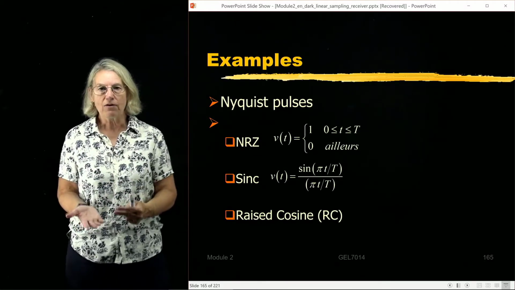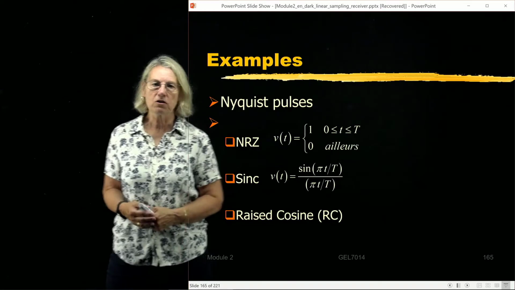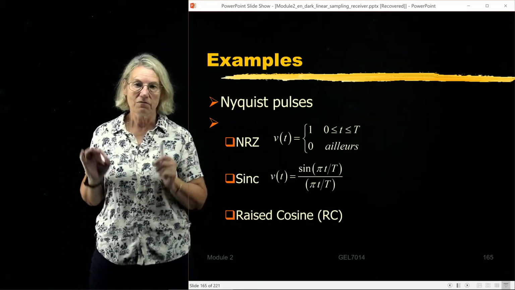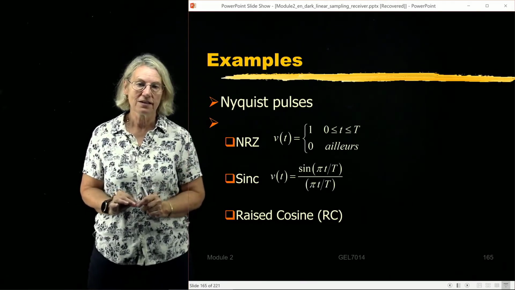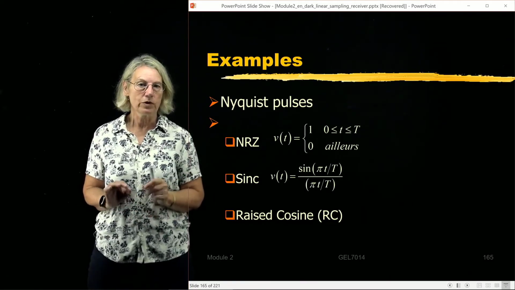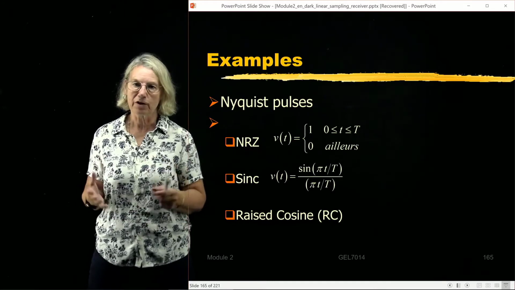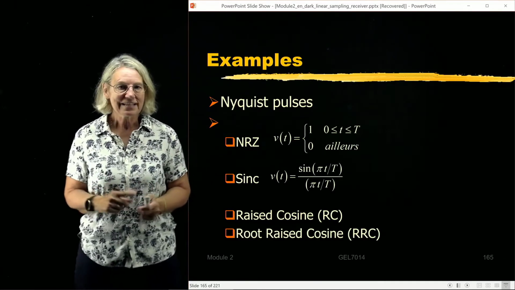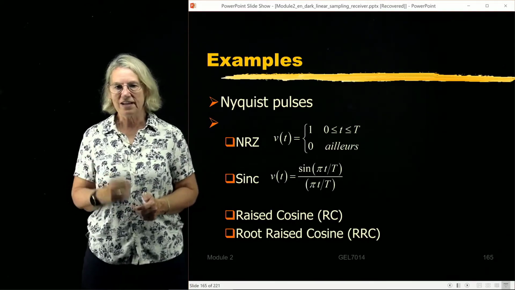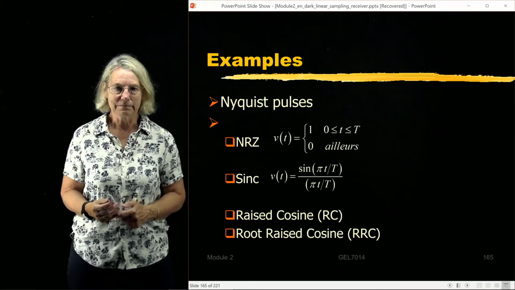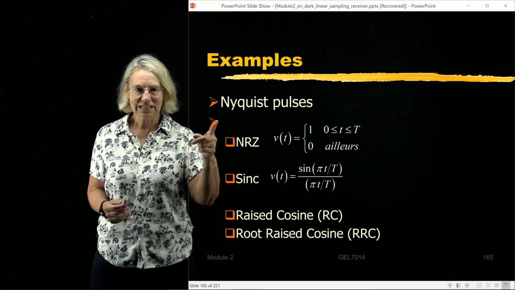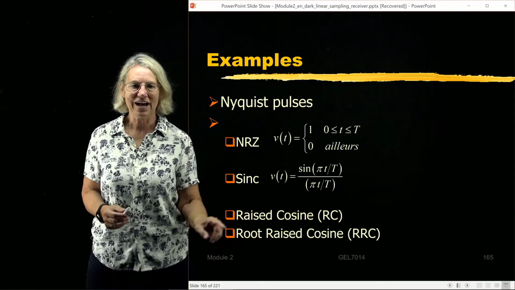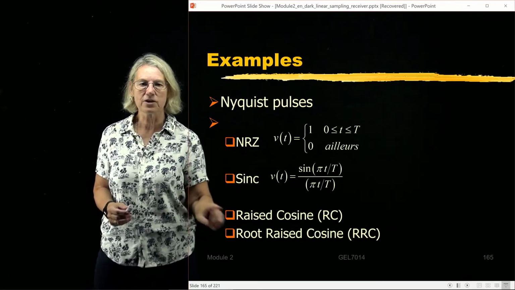I will be talking about a third type of Nyquist pulse, which is called raised cosine, which is a very practical, highly frequently implemented pulse shape in communications, which meets the definition of a Nyquist pulse. So I'll be talking about that more in a few minutes. Lastly, I'm going to talk about something called a root raised cosine pulse, which is not technically a Nyquist pulse, but it is often discussed with it because it's very closely related to the raised cosine.